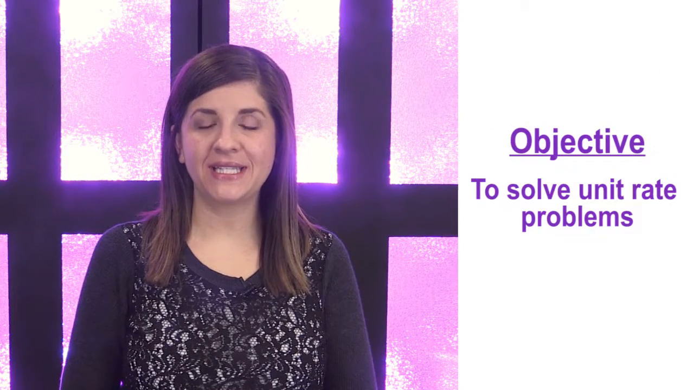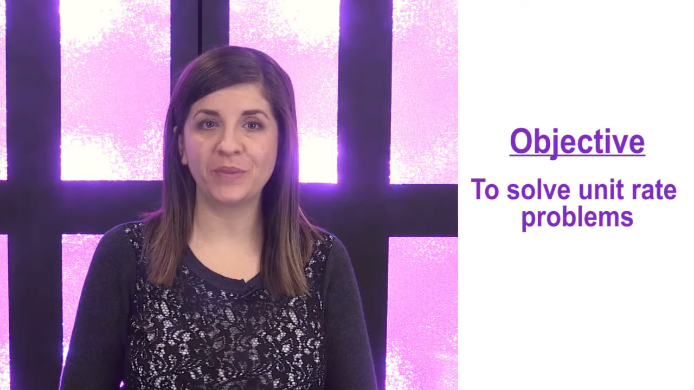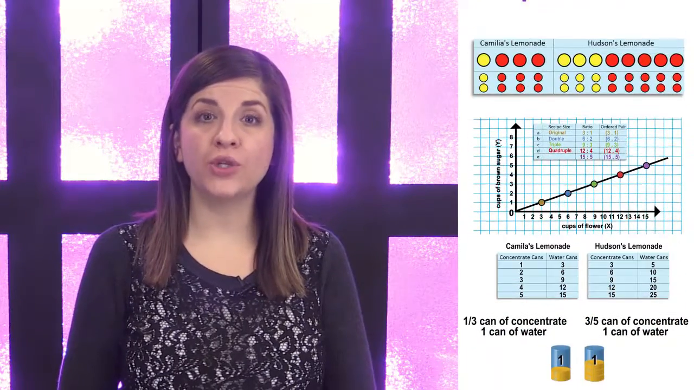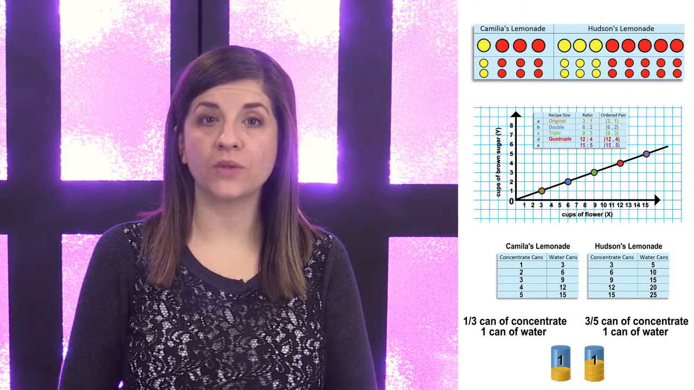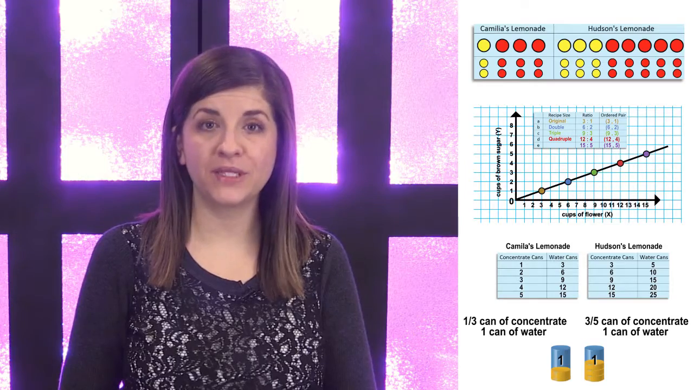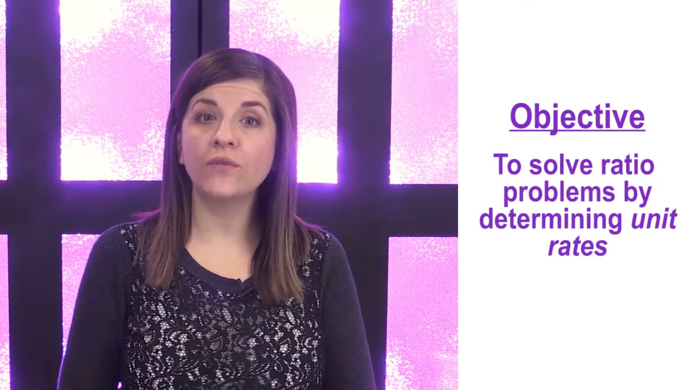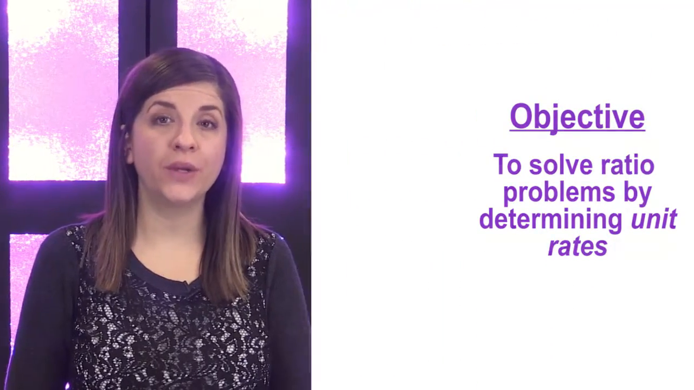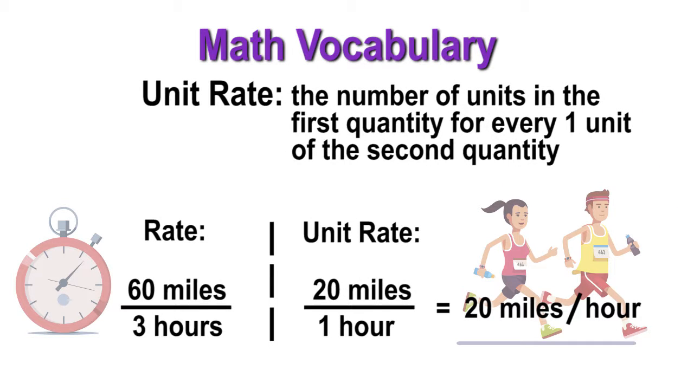The objective of this lesson is to solve unit rate problems. Students have solved ratio problems, including equivalent ratios, using a variety of models and tables. Today, they will solve ratio problems by determining unit rates. A unit rate is the number of units in the first quantity for every 1 unit of the second quantity. That means, in a simplified ratio, there is a 1 in the denominator, or the y value.